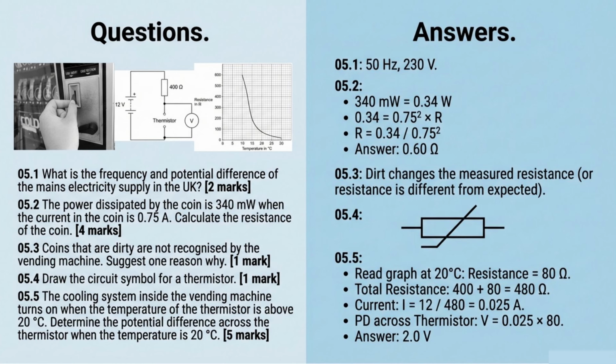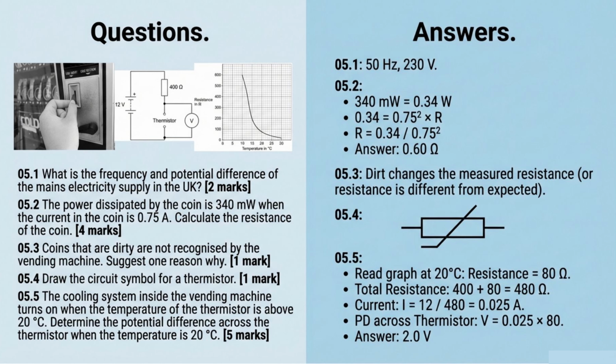We use the formula power equals current squared times resistance. So 0.34 equals 0.75 squared times R. Rearrange to solve for R. That's 0.34 divided by 0.75 squared, and the resistance is 0.60 ohm. Now 5.3 is an interesting one. Why aren't dirty coins recognized by a vending machine? The dirt changes the measured resistance of the coin, or you could say the resistance is different from what is expected.